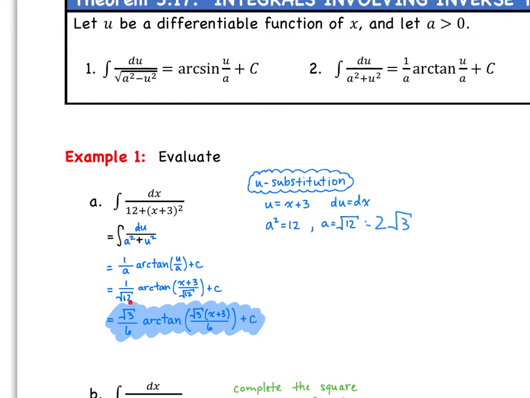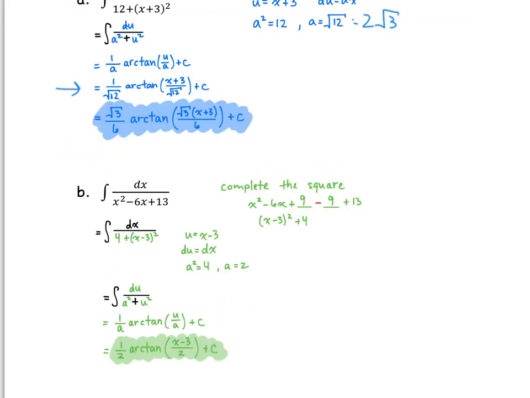Now just rewriting and rationalizing the denominator here, we clean it up to be root 3 over 6 times the arctangent of root 3 times (x plus 3) all over 6 plus c. I'm totally fine if you left your answer like this up above, that first line, but just recognize that you might see it rationalized later on.